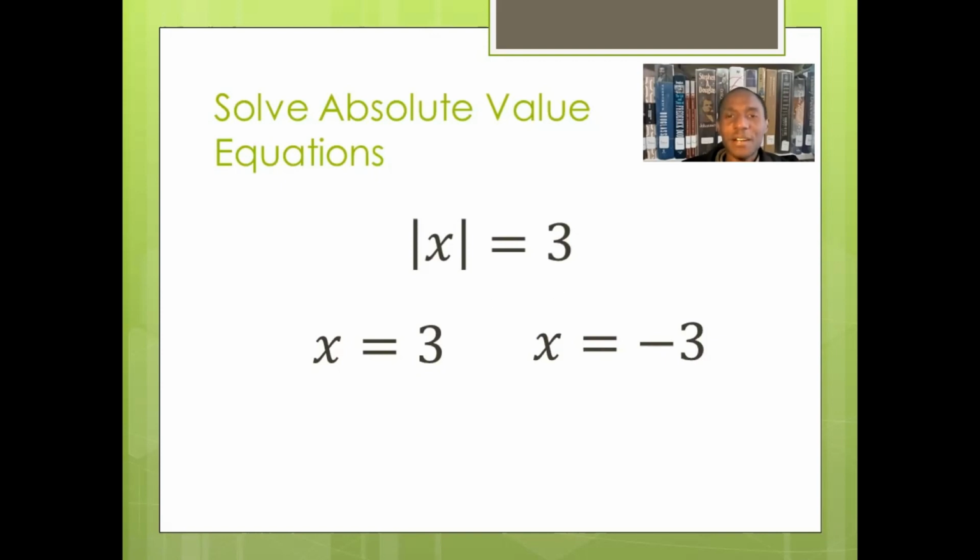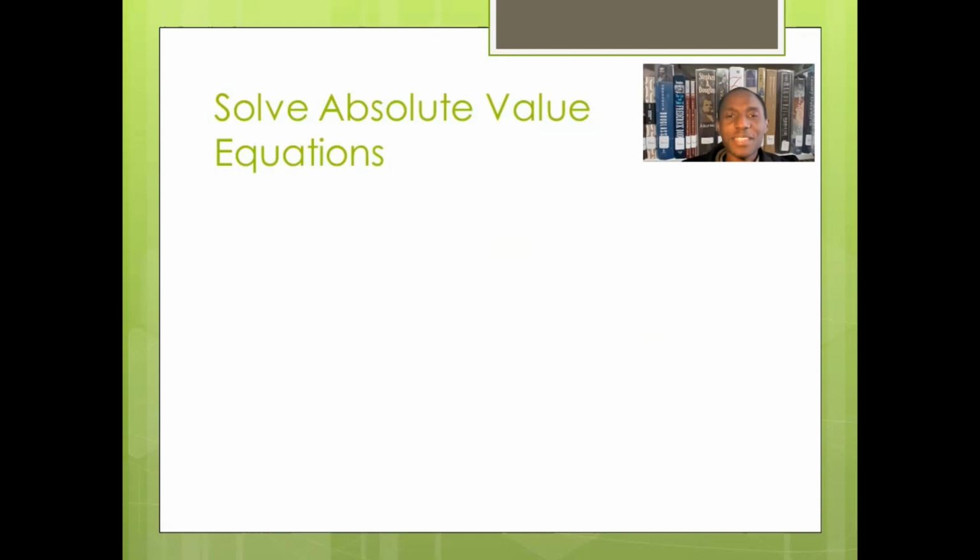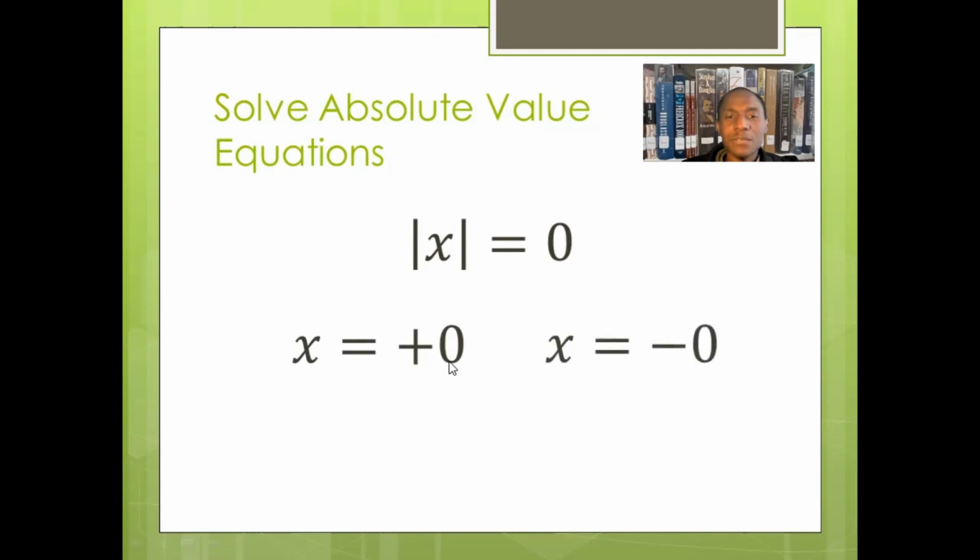All right, now let's check out another one. Suppose we have the absolute value of x is equal to 0. Now, if we consider the method that we use to solve the last equation, it seems reasonable that we can say that x is equal to positive 0 or x is equal to negative 0.